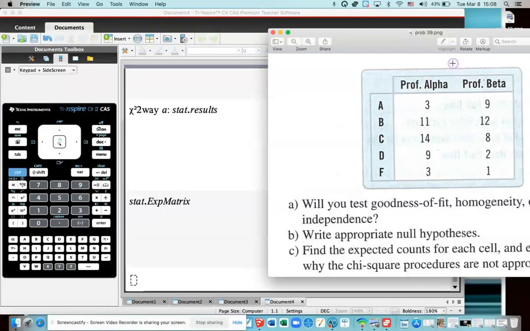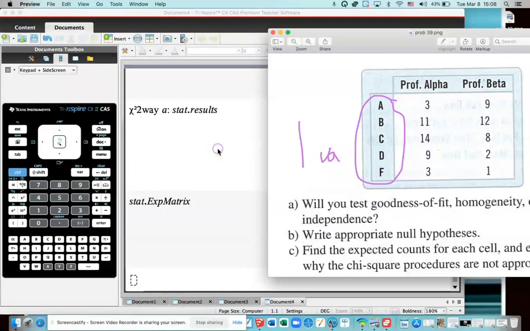Okay. Again, let me just go to the beginning. How did I know this was homogeneity? Because I have two groups that I already had set. I knew I was going to sample from these two groups, and I have one variable. This distribution is my one variable.